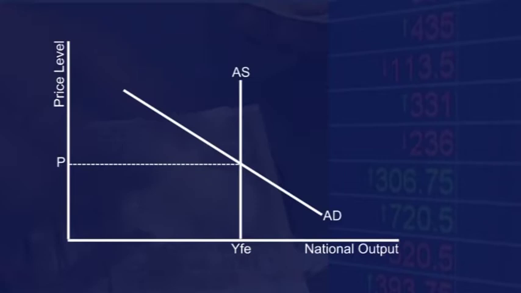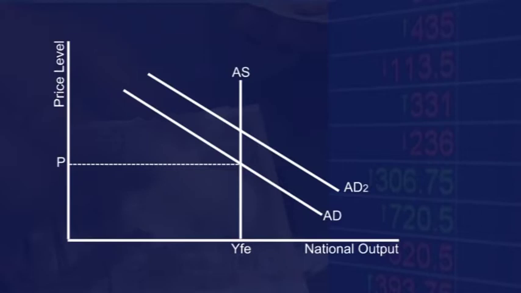Now we'll ask the question, what happens if the government chooses to stimulate the economy in some way and shifts the aggregate demand curve to the right? So AD rises from AD1 to AD2. Does it help the unemployment problem? No, that's best dealt with by the market.